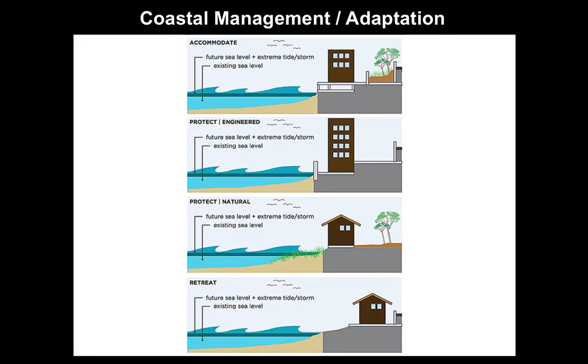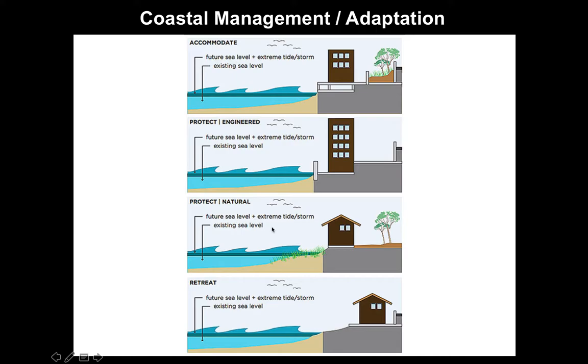Now, what are the different types of coastal management and adaptations? Several ways we can adapt or manage. One is called accommodate. Let's say in the future the sea level is rising along with extreme storms. What we can do is basically not really do anything. We just accommodate and live with this sort of scenario. Second is called protect or engineer it. In the case of future sea level rise and extreme storms, if the sea level is rising, we can build barriers and protect our residential areas, protect our homes along the coastal areas.